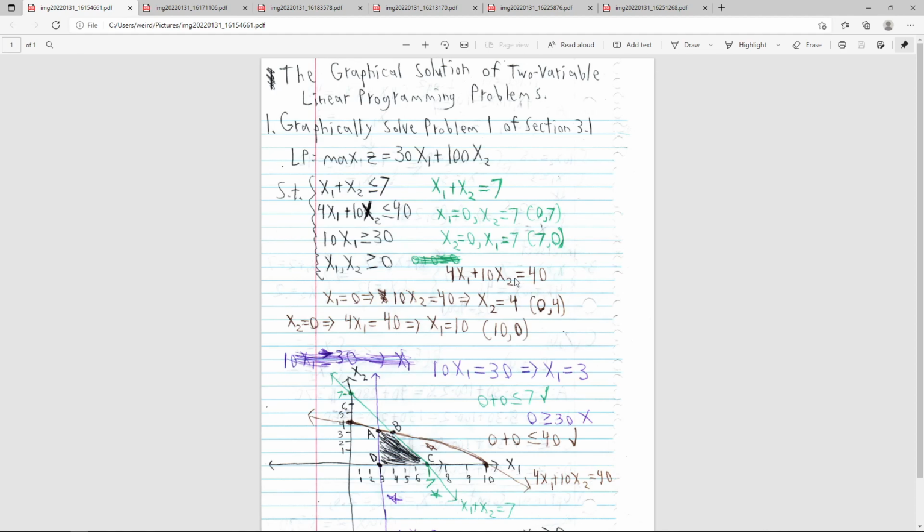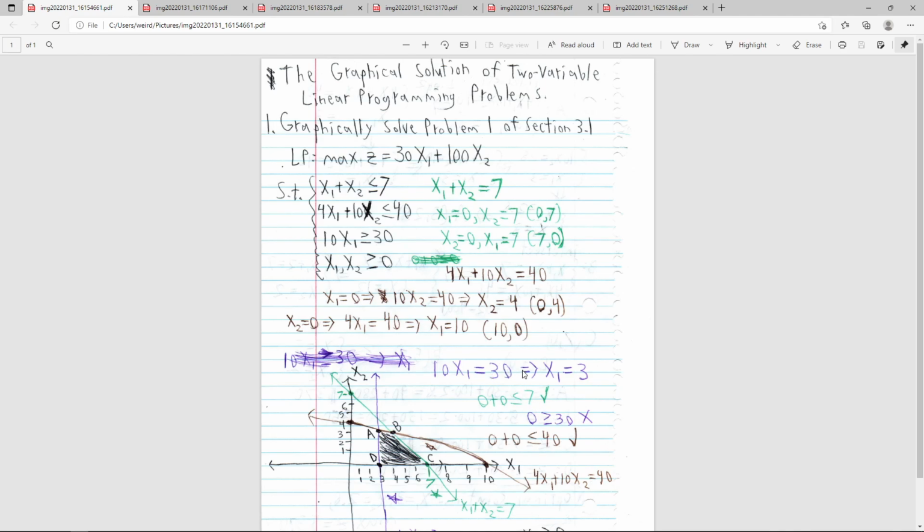We do 4x1 plus 10x2 equals 40. So x1 equals 0, we have 10x2 equals 40, which means x2 equals 4. x2 equals 0, 4x1 equals 40, so x1 equals 10. So you get (0, 4) and (10, 0). And if you plug 0 and 0 into it, you just get 4 times 0 plus 10 times 0, which is 0 plus 0, less than or equal to 40. Use the equality sign and the inequality symbol. And that's true. So you include the part of the graph that includes (0, 0) for that shading.